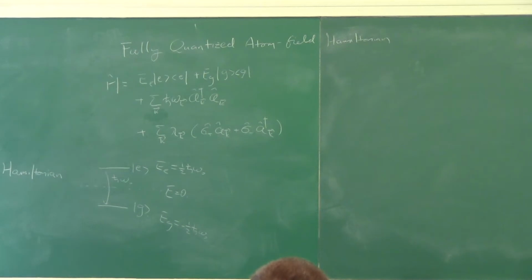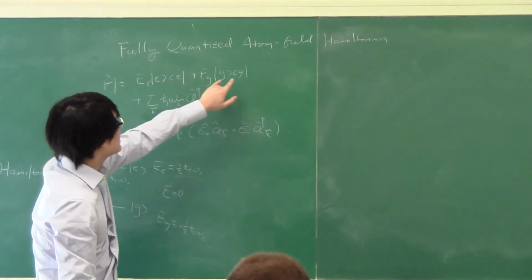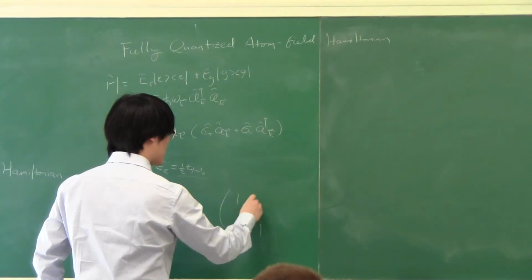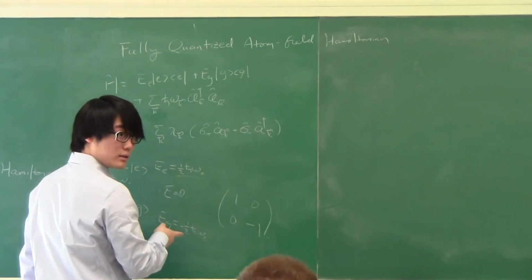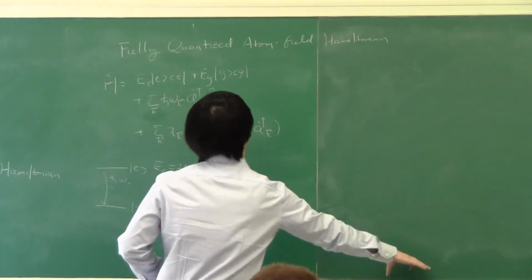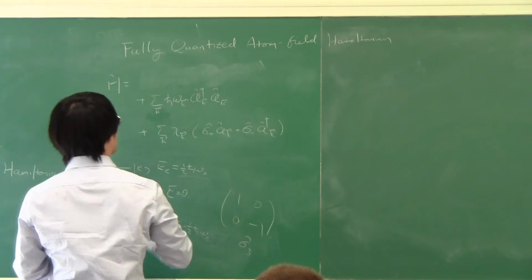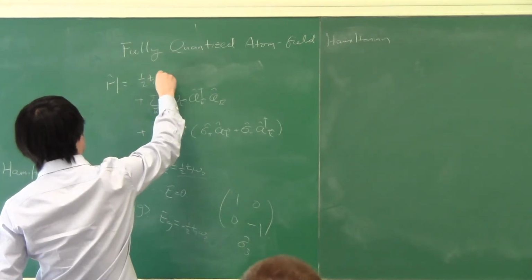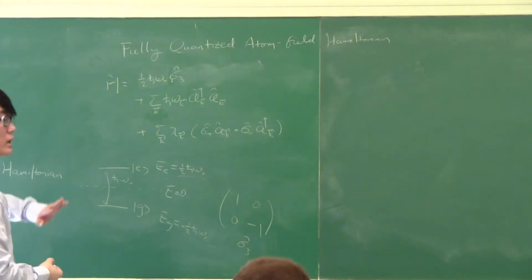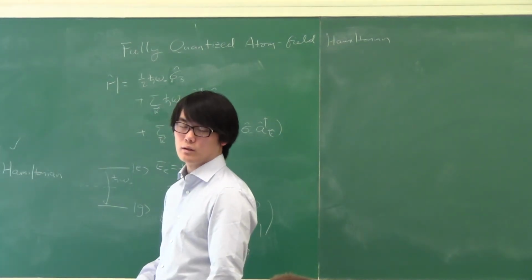Right? Okay, so if I take this common factor out, I get this subtracting this. If you think about it, this is like 1, minus 1, 0, 0. And this is what? Sigma 3. So I'm going to replace this with 1/2 h bar omega naught sigma 3. So now we've done this part, the quantization and the rotating wave approximation.